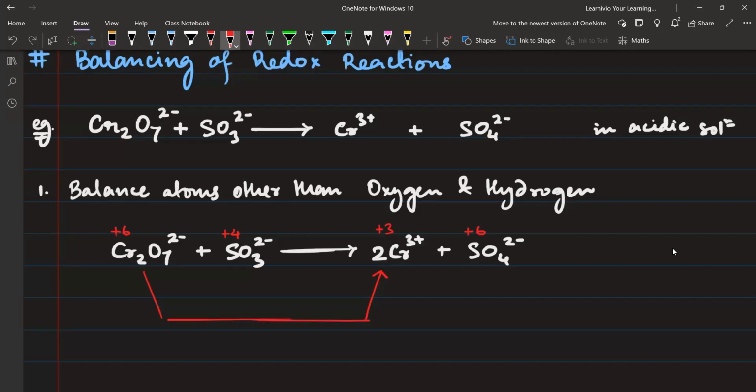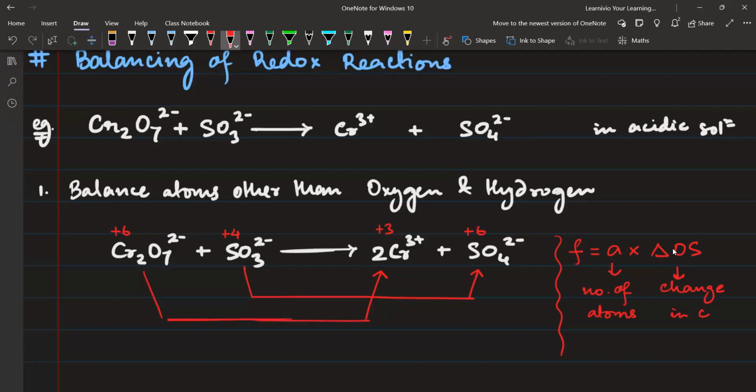Here, from +6 to +3, and in SO3 2 negative to SO4 2 negative, we are going from +4 to +6. Okay. Now there is something known as valency factor, which is going to be helpful. What is F? F is equal to A into delta OS. What is A? A is the number of atoms, and delta OS is the change in oxidation state.